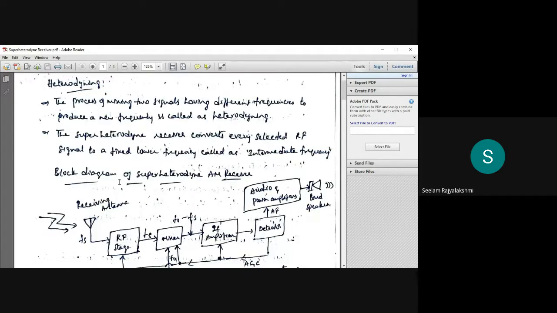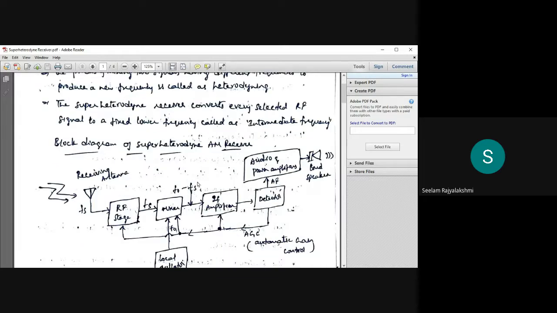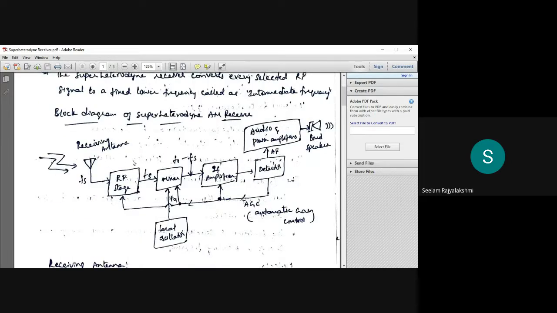Now let us see the block diagram of the super heterodyne amplitude modulation receiver. Here we have different components. This is the receiving antenna, this is the radio frequency stage, this is the mixer, this is the intermediate frequency amplifier, this is the detector, audio and power amplifiers, and this is the loudspeaker. Here this is the AGC, automatic gain control, and this is the local oscillator. Now let us see one by one.